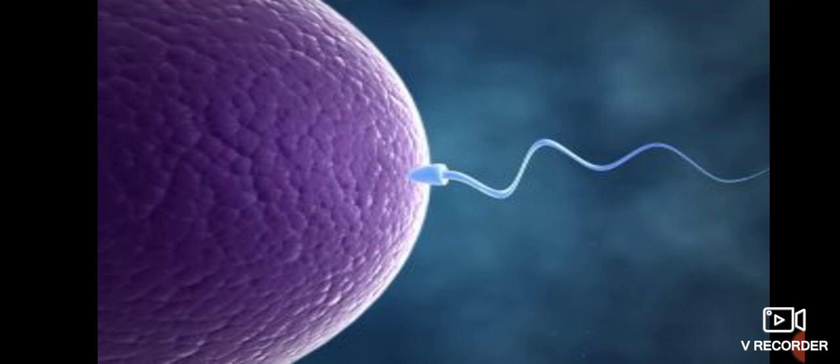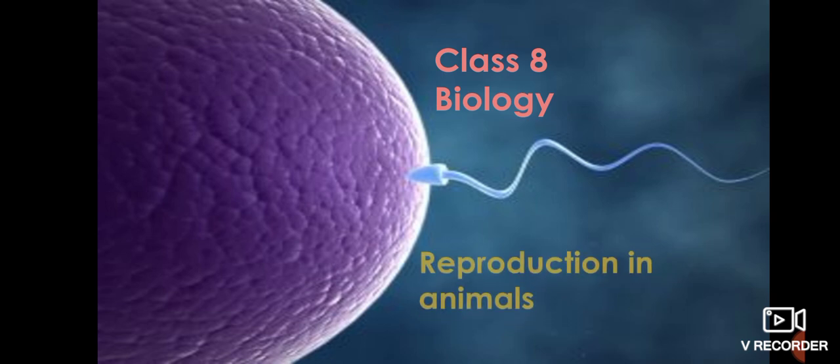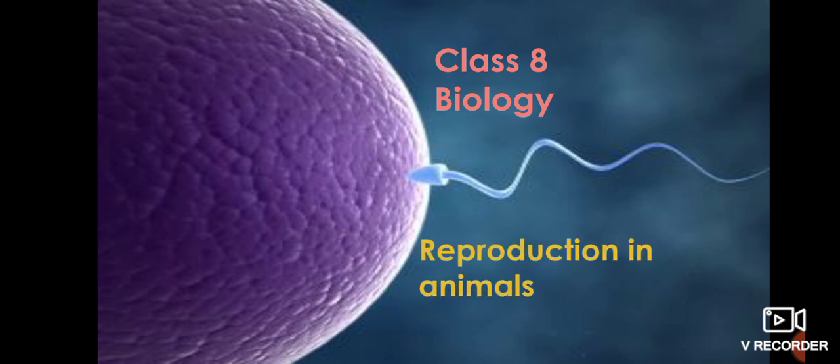We are learning class 8 biology. In that, we are learning chapter number 9, that is reproduction in animals. Right, dear students? In our previous video, we had seen the introduction of this chapter. What is reproduction? That also we had seen, that reproduction is making something again, or making a copy of anything.